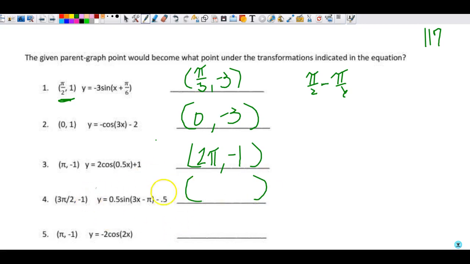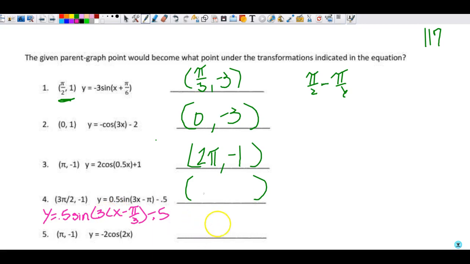Okay. I've got a lot going on in this one. I've got my x value, 3 pi halves. And I have this here. Well, before I can take care of anything in here, I need to factor it. So this is going to become y equals 0.5 times the sine of 3 times x minus pi thirds, minus 0.5.